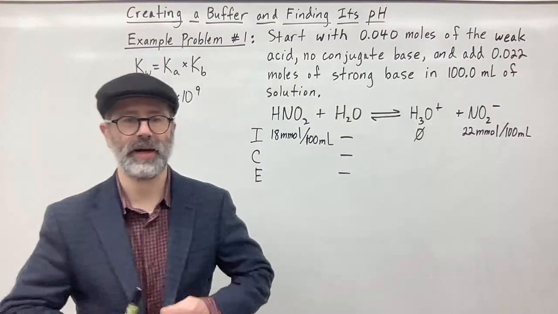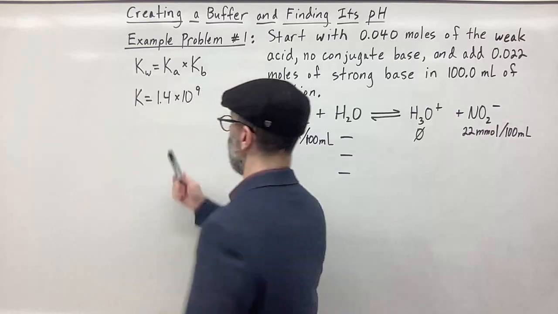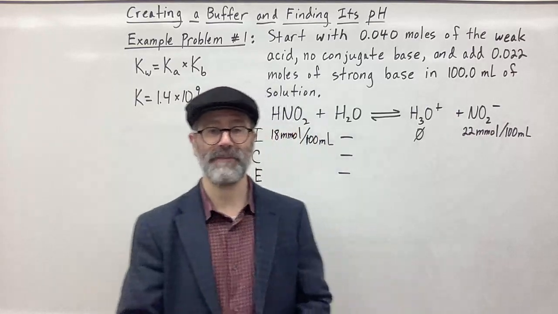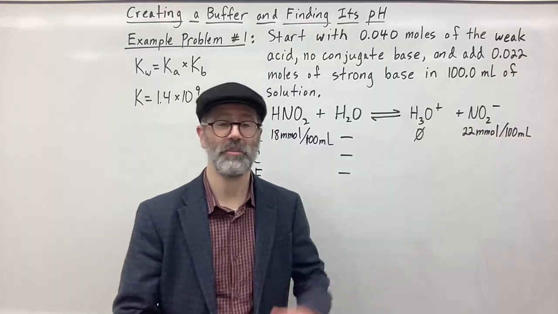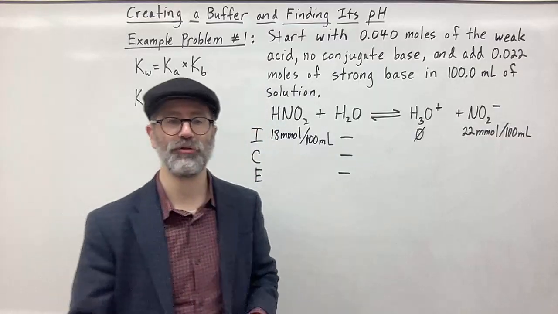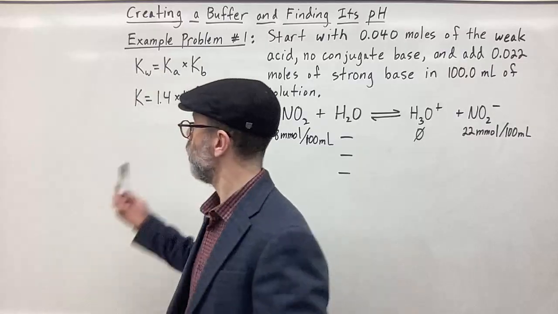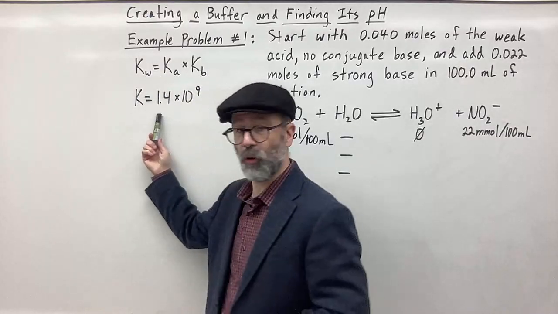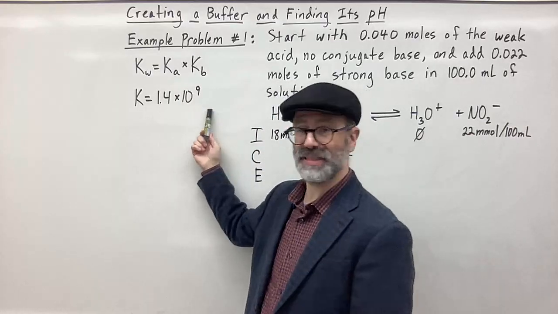Okay, so we're back. First, I forgot to mention that when I was talking about how to calculate the K value for that reaction, I forgot to actually give you the K value. So you can see here the K value for that reaction was 1.4 times 10 to the 9.